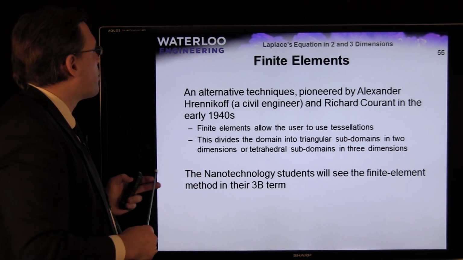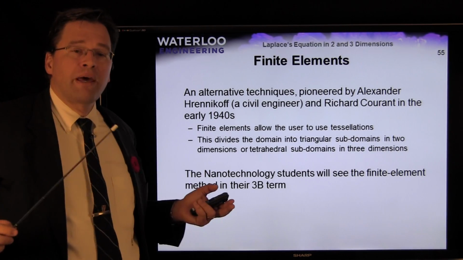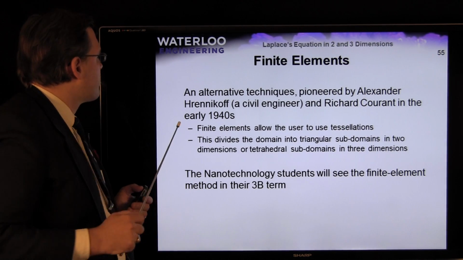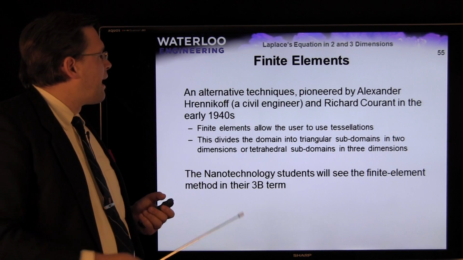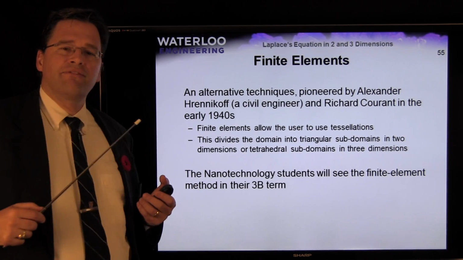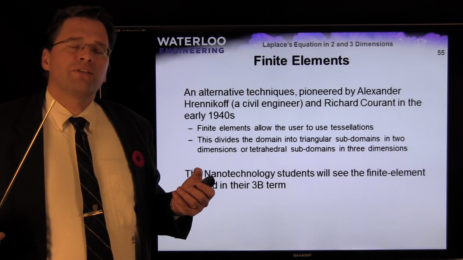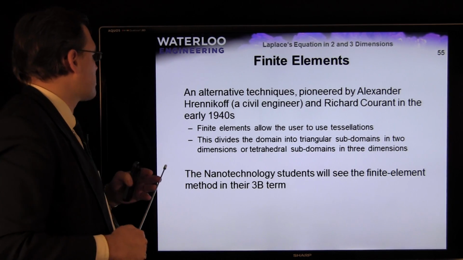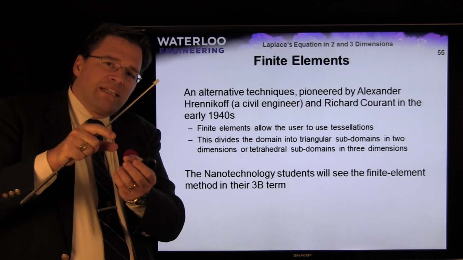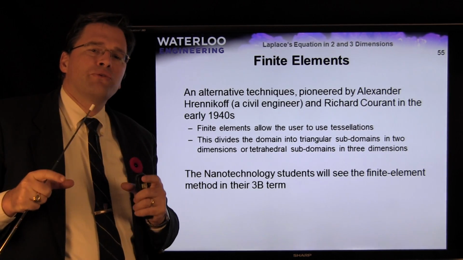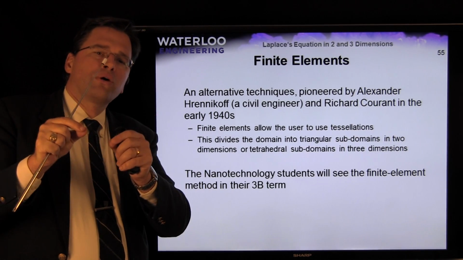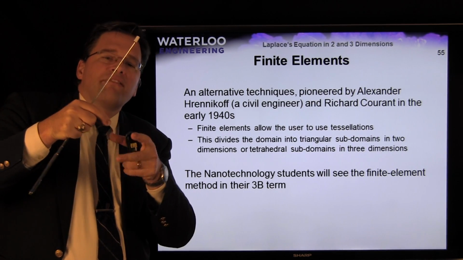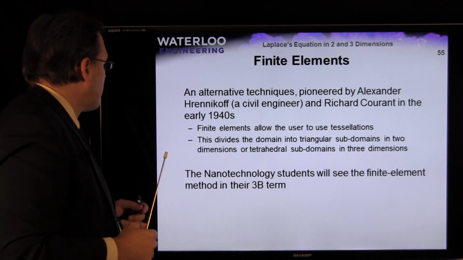So finite elements was a technique that was pioneered by a civil engineer, and Robert Courant. This was in the 1940s. They were trying to model a bending beam or bending surface. And what they did is they used tessellations. Rather than using a square grid, they used triangles and tessellations to try to fit the shapes.